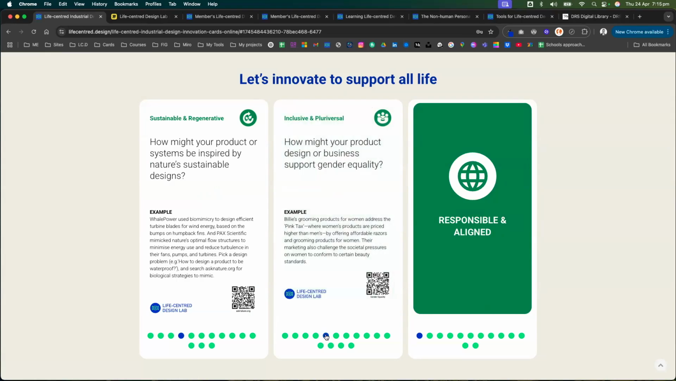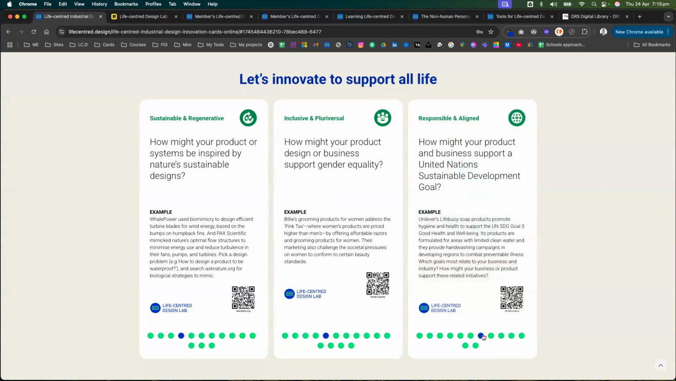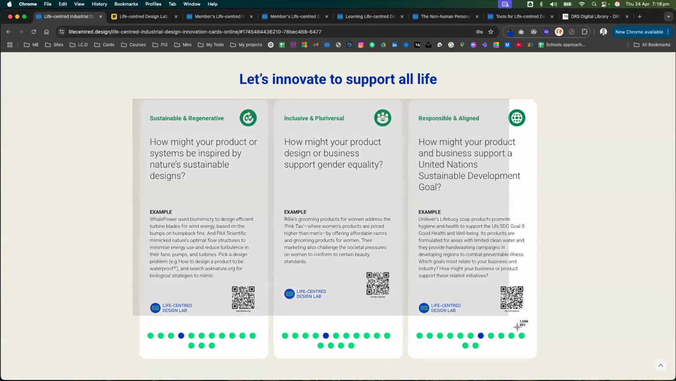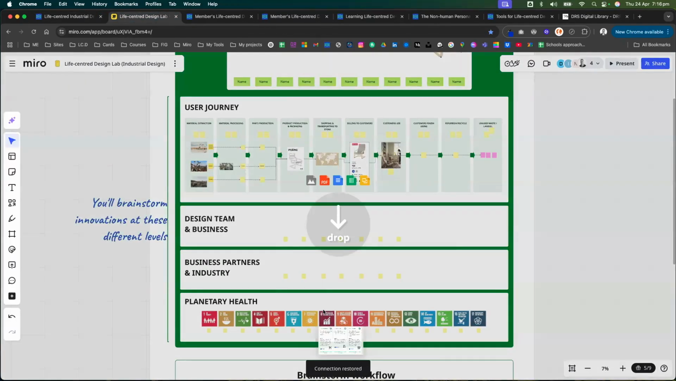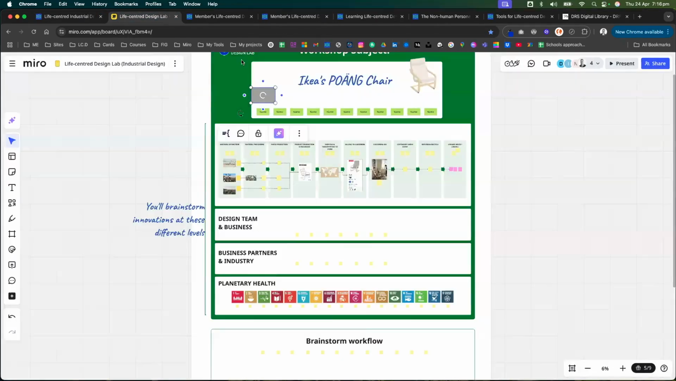Inclusive and pluriversal: how might your product design or business support gender equality? Again, there's an example and a QR code. And if we're being responsible and aligned as well: how might your product and business support one of the sustainable development goals? So what I'm going to do is screenshot that, and I'm going to drop those three in here, while I grab your cards.